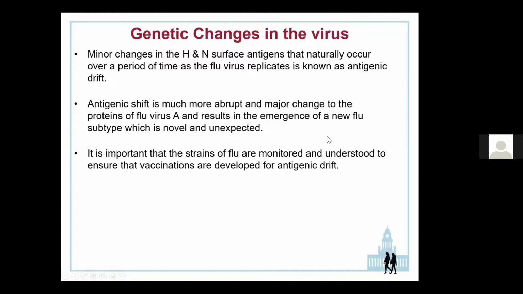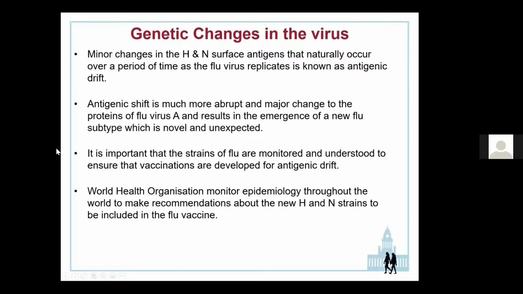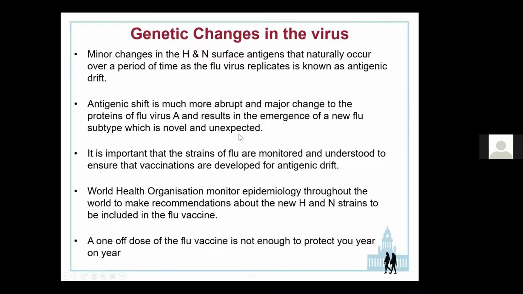Bearing these changes in mind, it is important that the strains of flu are monitored and understood to ensure that vaccinations are developed for antigenic drift. Because of the changing nature of flu, the World Health Organization monitors epidemiology throughout the world to make recommendations about the new H and N strains to be included in the flu vaccine. Therefore, quite simply, a one-off dose of the flu vaccination is not enough to protect year on year. The vaccination must be administered every year to protect against the antigenic drift of the N and H antigens.